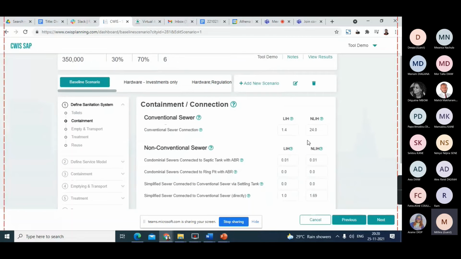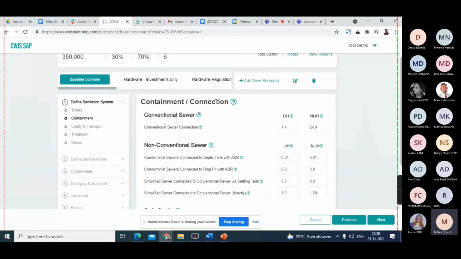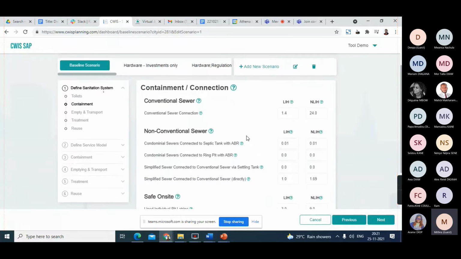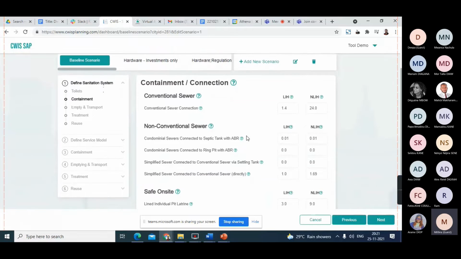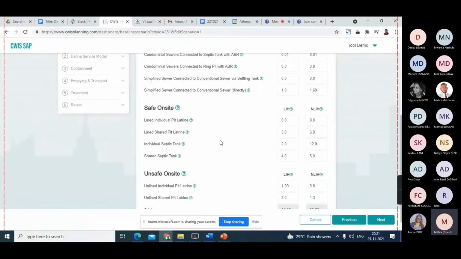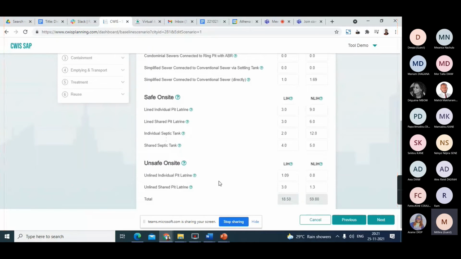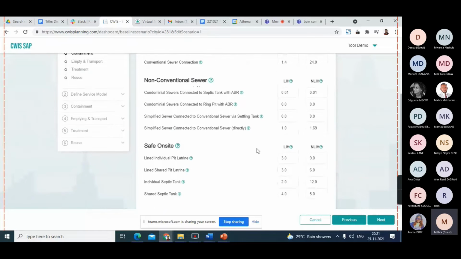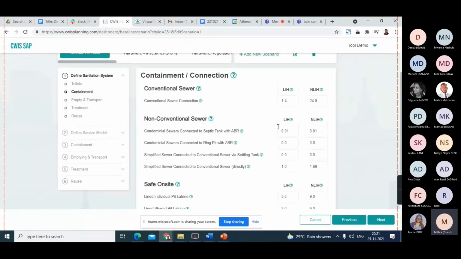Next page, the containment. The containment or the connection allows you to enter a percentage of population of your city that are having a particular type of hardware category, such as conventional sewer, non-conventional sewer, safe on-site, and unsafe on-site. Here you see safe on-site has lined pits and tanks, and the unlined pits are categorized as unsafe here. So this is entered for both, for the total of LIH and LIH.